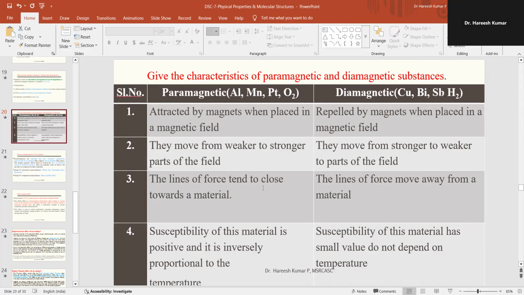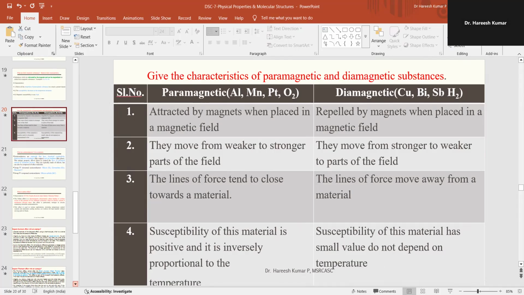In paramagnetic materials, the lines of force tend to close in towards the material. In diamagnetic materials, the lines of force move away from the material. The susceptibility of a paramagnetic material is positive and inversely proportional to the temperature. The diamagnetic susceptibility of a material has a small value and does not depend on the temperature.